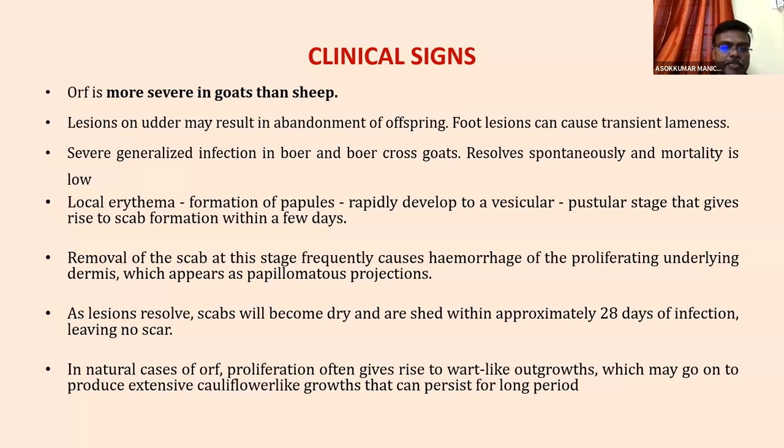Then there is a local erythema, followed by formation of papules. Once erythema forms, there will be a formation of papules, which rapidly develop into vesicular. Then vesicular will be turned into the pustular stage that gives rise to scab formation within a few days. So these are pathological conditions observed with this virus.